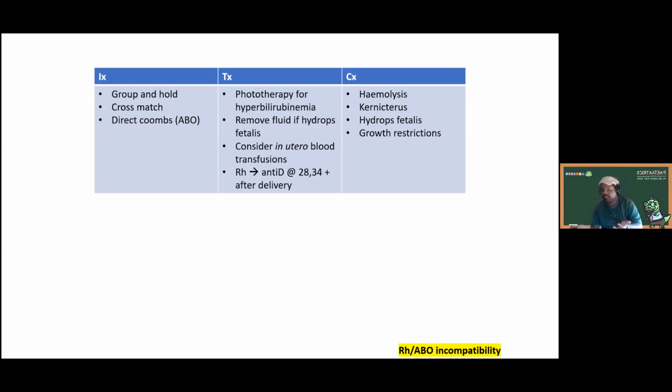So group and hold and cross-match don't necessarily always go together. You can do a cross-match, say, for example, in an antenatal appointment, but then do a cross-match and a group and hold before a cesarean section. And then we'll also want to do direct Coombs for ABO incompatibility.